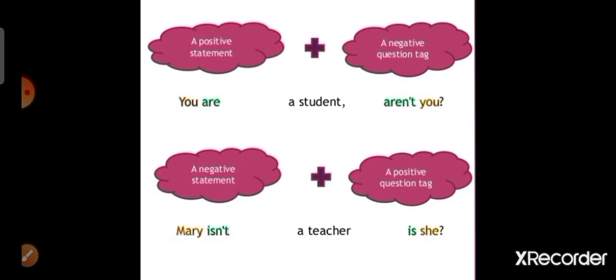Next, a negative statement: Mary isn't a teacher. This is a negative statement. It should have a positive question tag. Here, is is an auxiliary verb and Mary is female gender, singular. So we should use a positive question tag, is she, because the statement is negative. The positive question tag will be there. Mary isn't a teacher, is she?